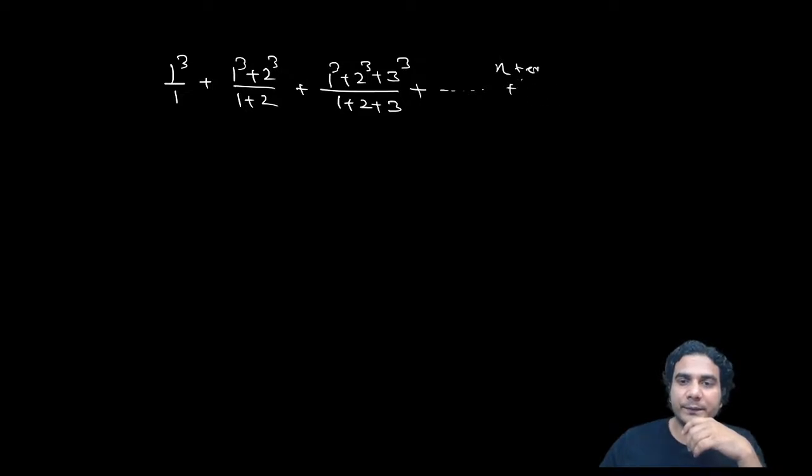Okay, now let's move to another problem. Suppose we have something like this: 1 cube upon 1, plus 1 cube plus 2 cube upon 1 plus 2, then 1 cube plus 2 cube plus 3 cube upon 1 plus 2 plus 3, and so on. So we need to find the sum of this up to n terms. Think about it, how to do it.